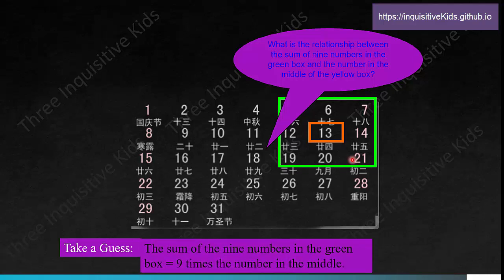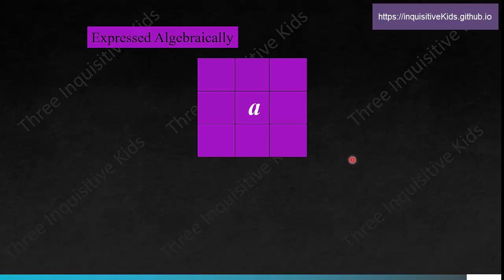Let's take a guess. The sum of the 9 numbers in the green box is equal to 9 times the number in the middle. Expressed algebraically, this number here, of course, is equal to a minus 1. This number here is equal to a plus 1, and remember this middle number is a.